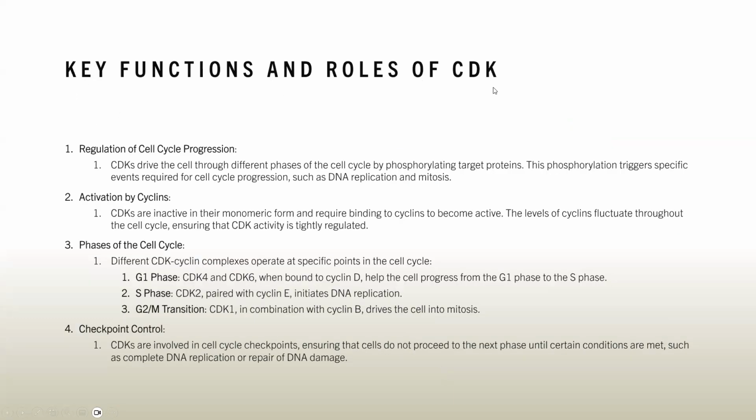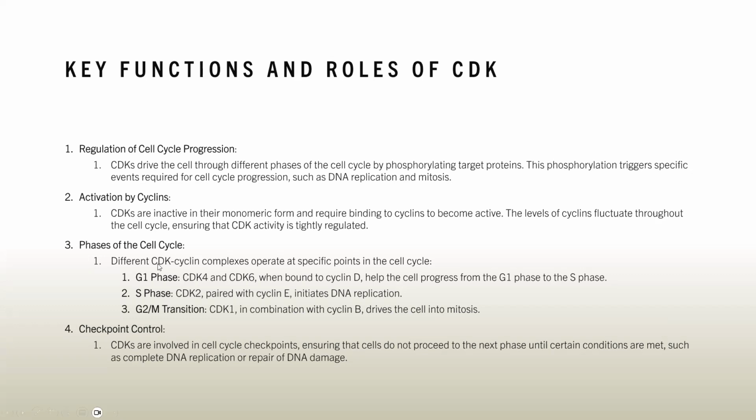Key functions and roles of CDK. Regulation of cell cycle progression. CDKs drive the cell through different phases of the cell cycle by phosphorylating target proteins. This phosphorylation triggers specific events required for cell cycle progression, such as DNA replication and mitosis. Activation by cyclins. CDKs are inactive in their monomeric form and require binding to cyclins to become active. The levels of cyclins fluctuate throughout the cell cycle, ensuring that CDK activity is tightly regulated.